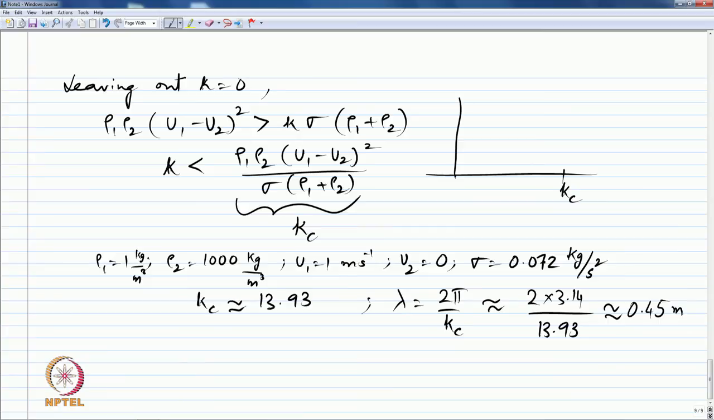Now, this is essentially information that we get from linear instability analysis, which was purely an analytical calculation, but leads us to draw some inferences in the physical space of the kinds of waves that we would observe if we had a particular flow condition, velocities and densities. We will stop here and continue in the next lecture.